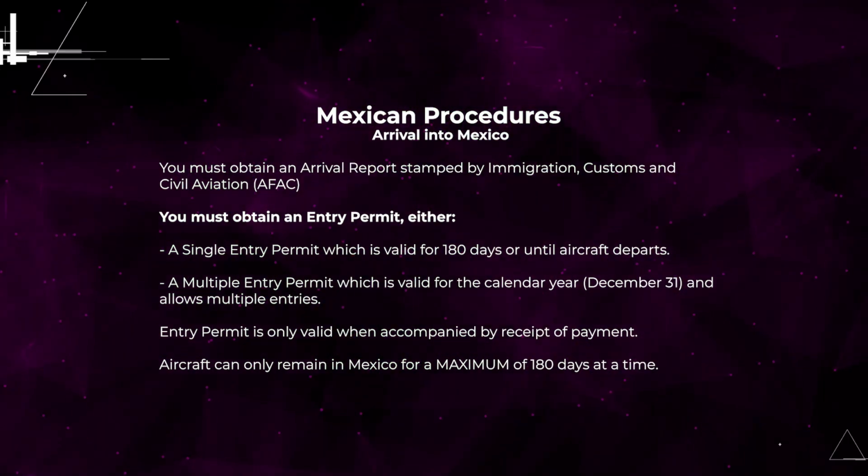A single entry permit is valid for 180 days or until the aircraft departs Mexico. A multiple entry permit is valid for the calendar year and expires on December 31st of that year. During the time that permit is valid, the aircraft can enter Mexico as many times as you wish without having to purchase an additional permit. However, the aircraft can never remain in Mexico for more than 180 days.